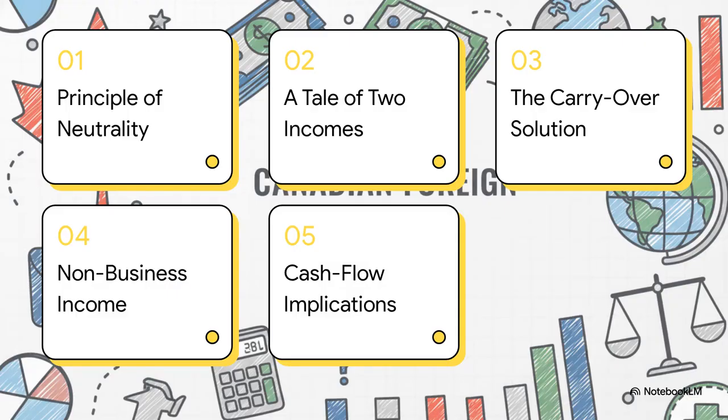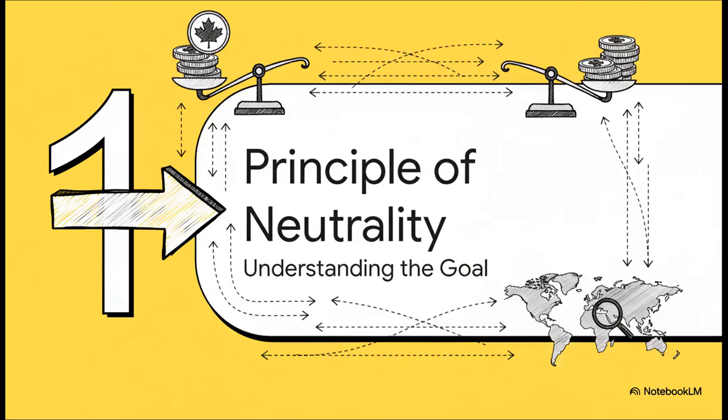Here's our game plan. First, we'll start with the core principle, what the credit is supposed to do. Then, we'll get into the messy reality of why it's so complicated. After that, we'll look at Canada's legislative fix for this mess, explore a huge exception to that fix, and finally, we'll connect all the dots to see what this means for corporate strategy and, maybe most importantly, your cash flow. So let's start at square one.